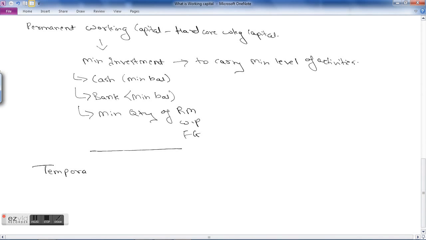Then there is one more, temporary working capital. So what is temporary working capital?